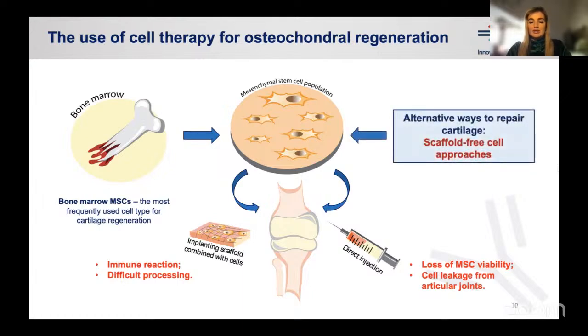Another alternative is, for example, scaffold-free cell approaches, like you probably heard about the bioprinting technique, which combines only cells together and lets them grow and mimic cartilage without any additional synthetic materials.